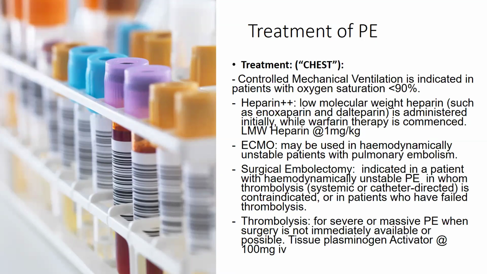The anticoagulation with heparin, low molecular weight heparin, is indicated initially, and later on you can change to warfarin therapy, but you want to give your therapeutic dose of low molecular weight heparin at first, which is 1 milligram per kg.